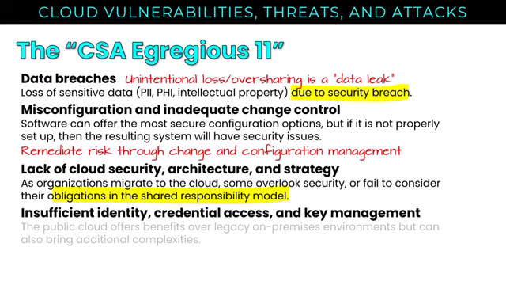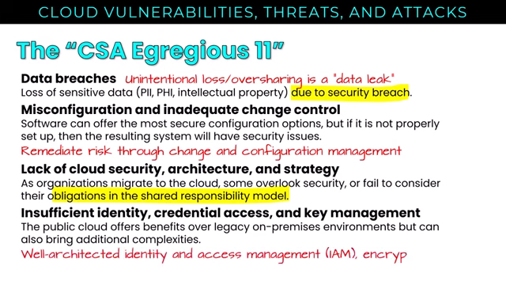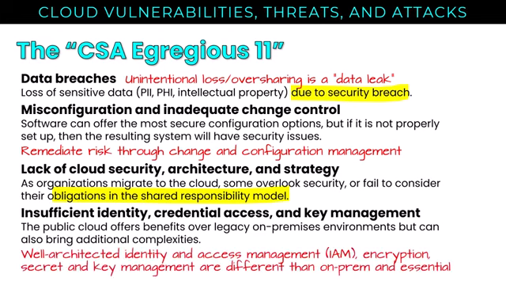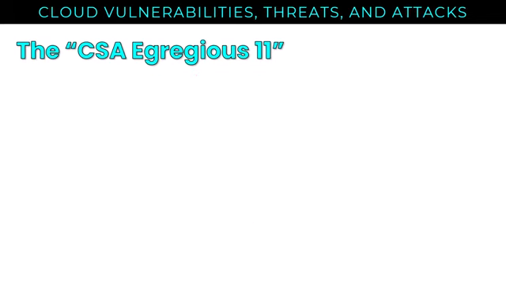It's important to remember that the public cloud offers benefits over legacy on-premise environments, but it can also bring additional complexities. Identity and access management, encryption, and secret and key management are different than on-prem and essential in the cloud, but we need to spend time architecting those solutions to make sure we're following best practices for the cloud, so we modernize our approach to these areas as we modernize our approach to compute and service delivery.